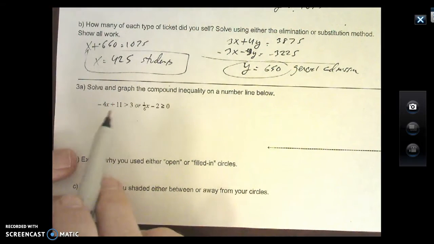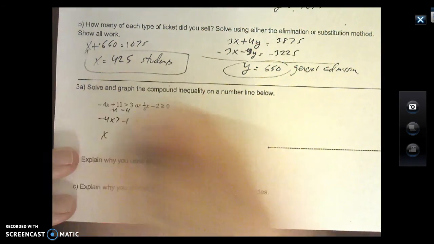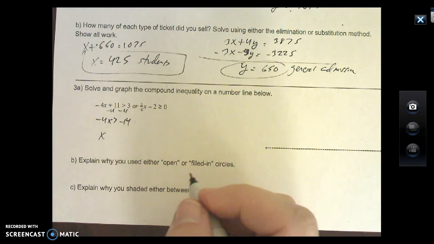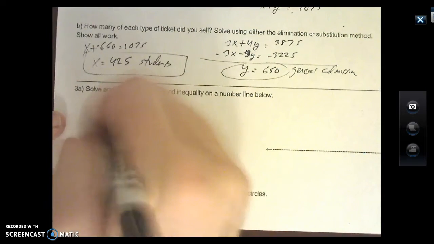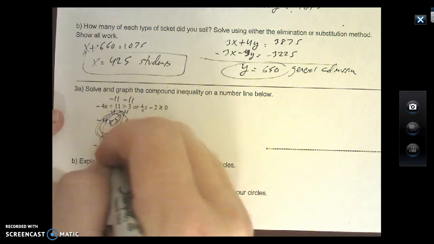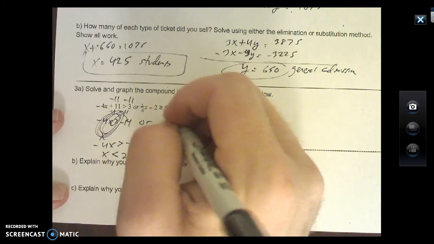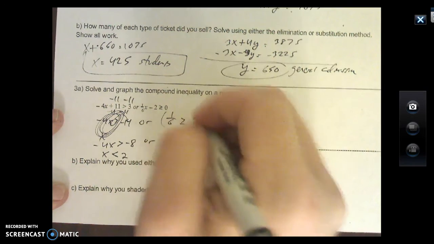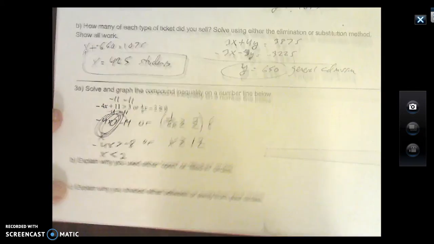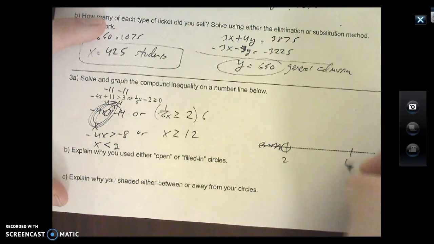Solve it and graph on the number line below. Okay, so I'm going to subtract 11 over. Divide. Oops, that's -14, my bad. Oh man, sorry, my apologies, trying to go too fast. -11, -11, -4x is greater than -8. Divide by a negative, the sign flips. Okay, I get 2. Or, add 2 over, multiply everything by 6, that cancels this out. Okay, so we're less than 2, and you're greater than or equal to 12.